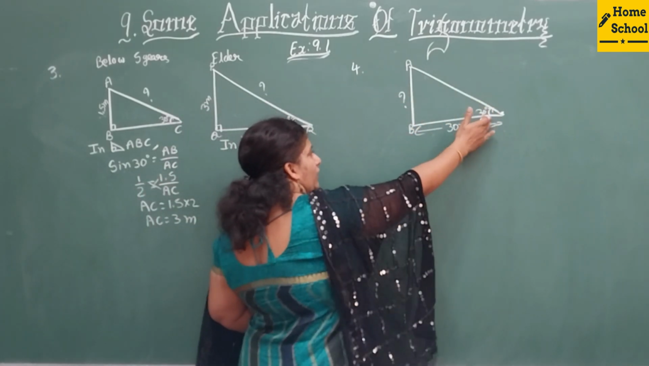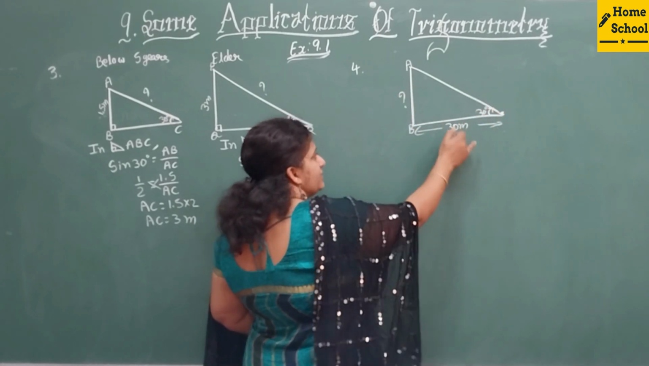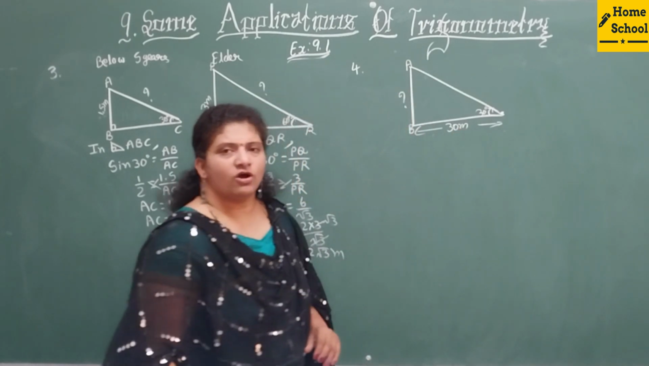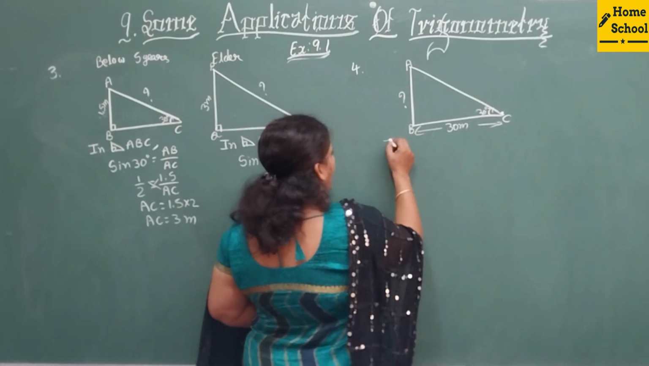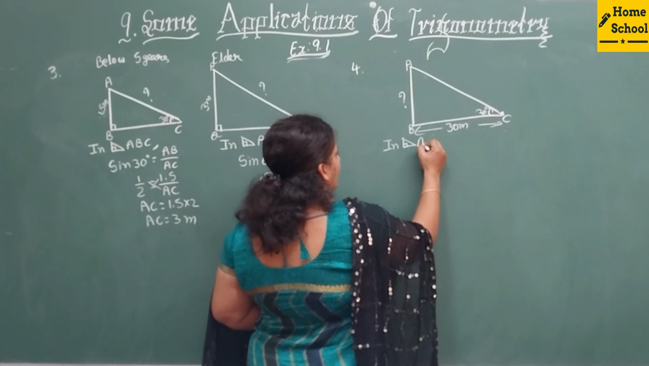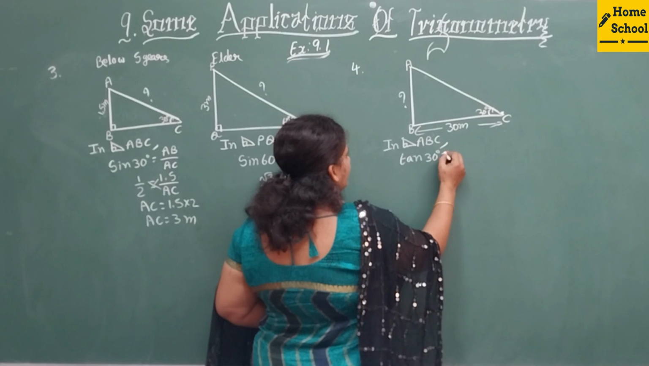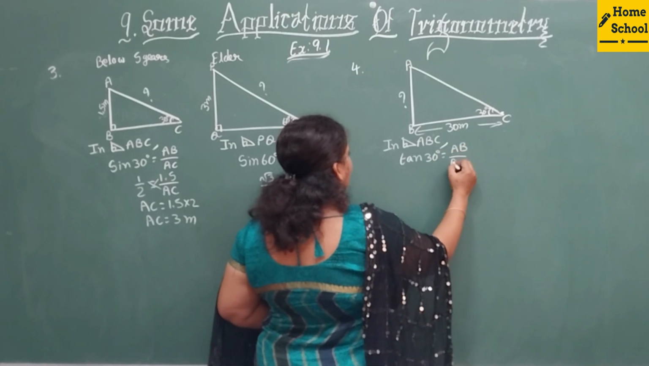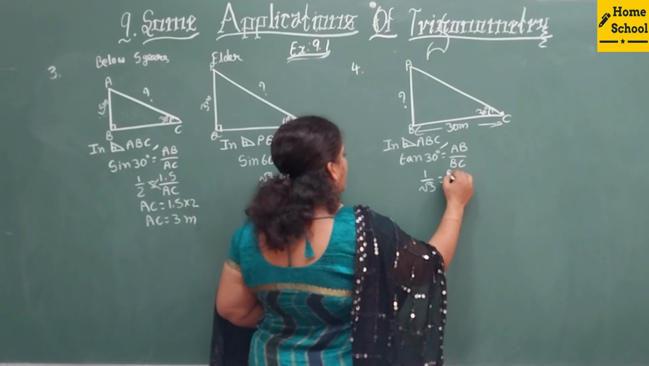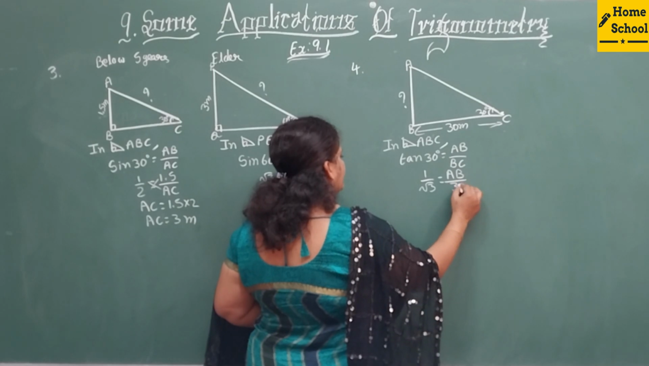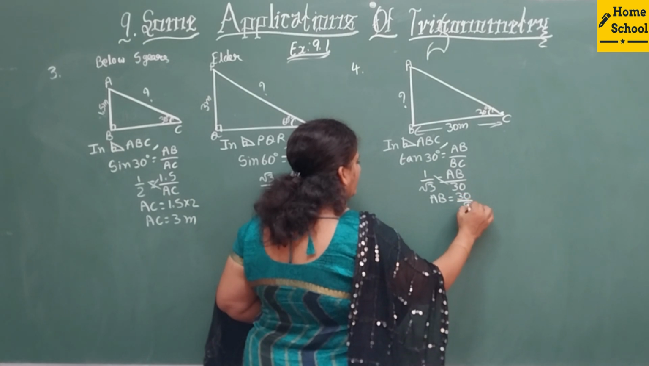So what do we know for the acute angle? Opposite, and this is adjacent. Opposite we need to find, adjacent given. So opposite and adjacent is nothing but the tan ratio. In right triangle ABC, tan 30 degree is equal to opposite by adjacent. Tan 30 degree value is 1 by root 3. AB we don't know, BC is 30. Cross multiply. AB is equal to 30 by root 3.